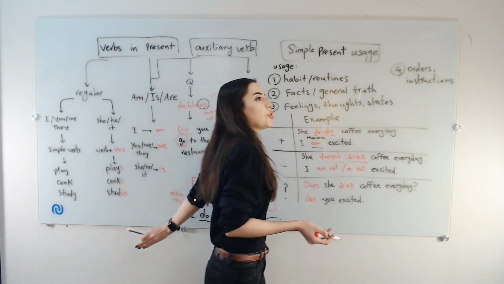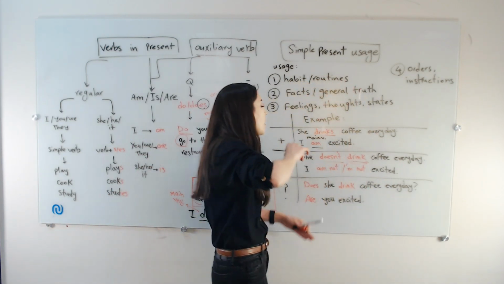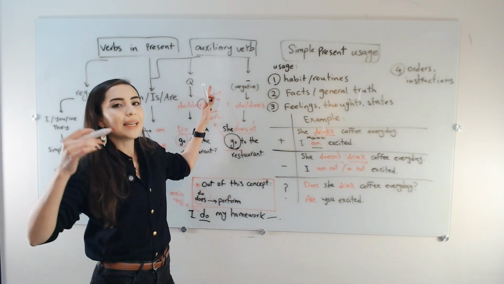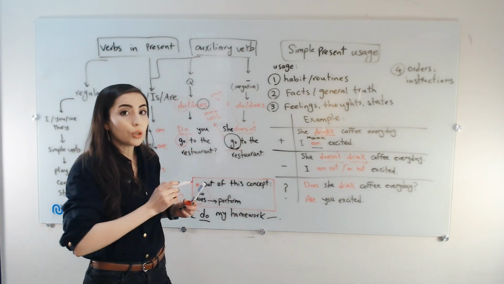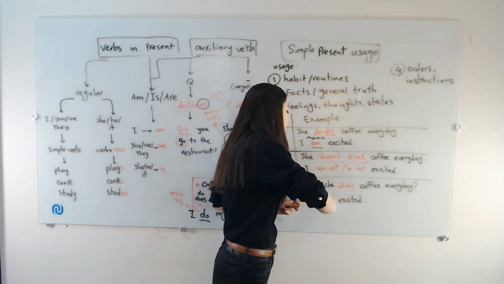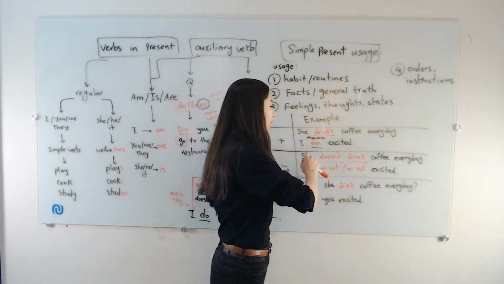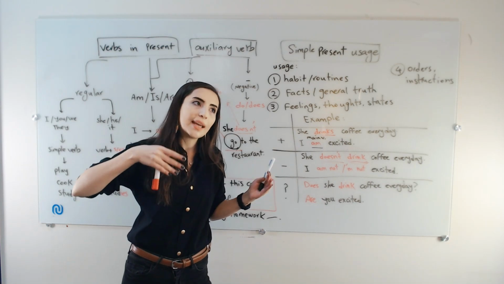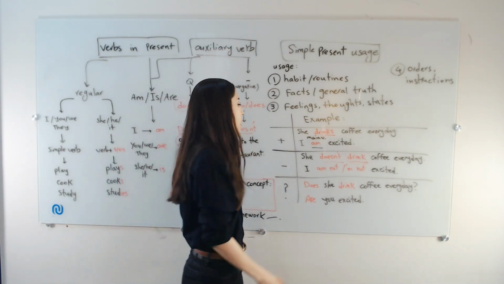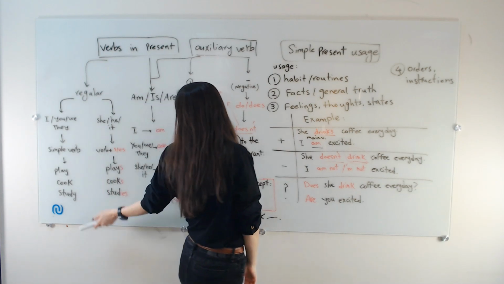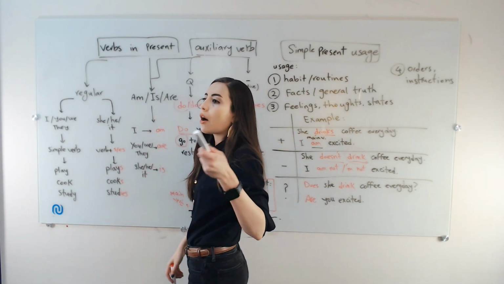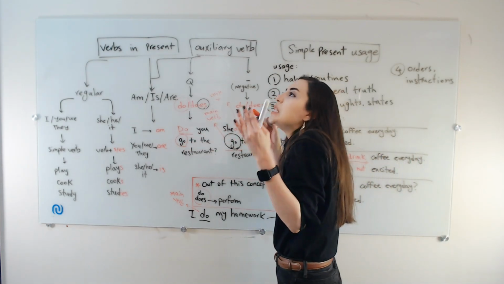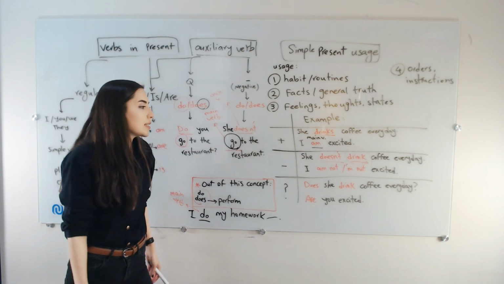How about I? If I wanted to use I, how would that be? I don't drink coffee every day. Remember, for I, you, we, they, the auxiliary verb was do. So I don't drink coffee every day. I'm not excited. In this case, for making this negative would be I am not, or simply I'm not. Okay. So for example, for you, you are not excited. For she or he, is not or isn't excited.